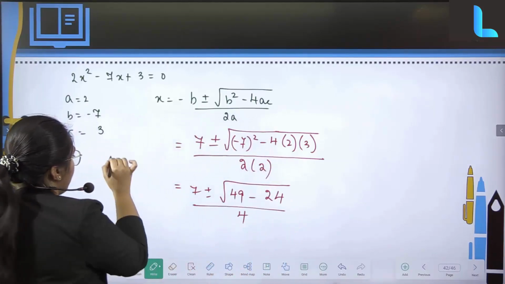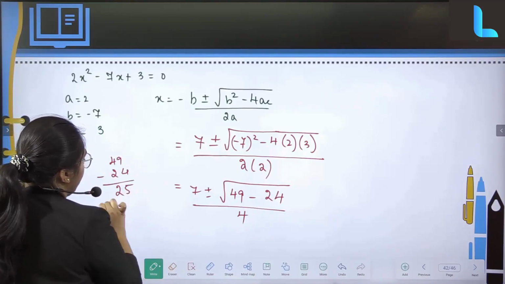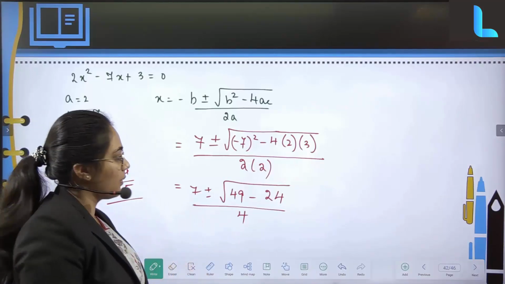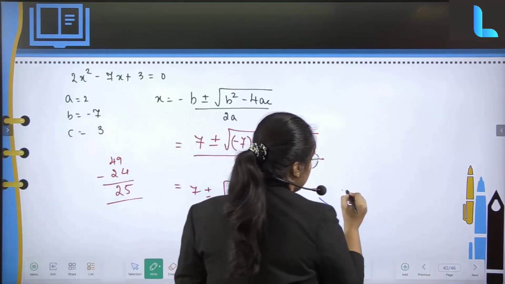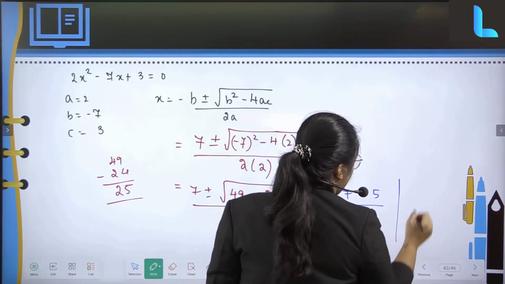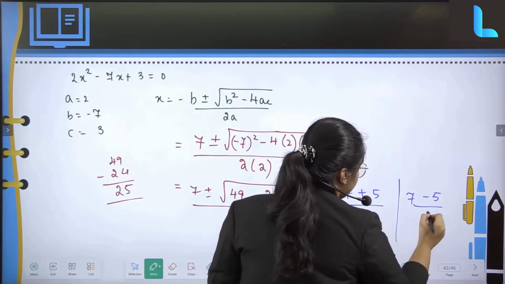Right. So now 49 minus 24 is going to be equal to 25. So 25 I'll directly take within the square root, which is going to give 7 plus 5 divided by 4 and 7 minus 5 divided by 4.